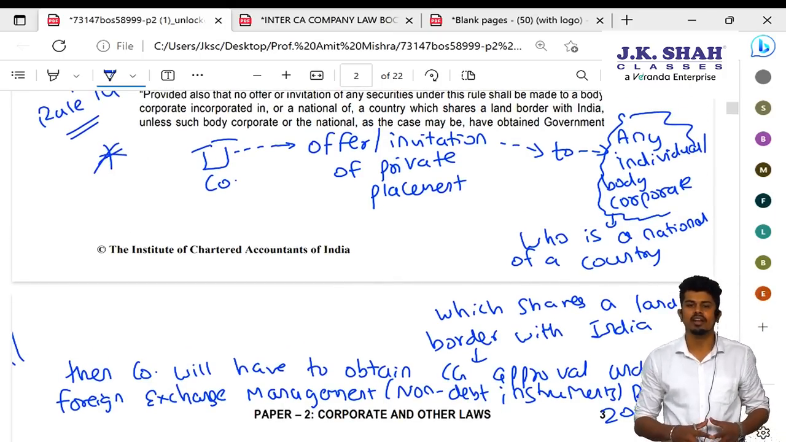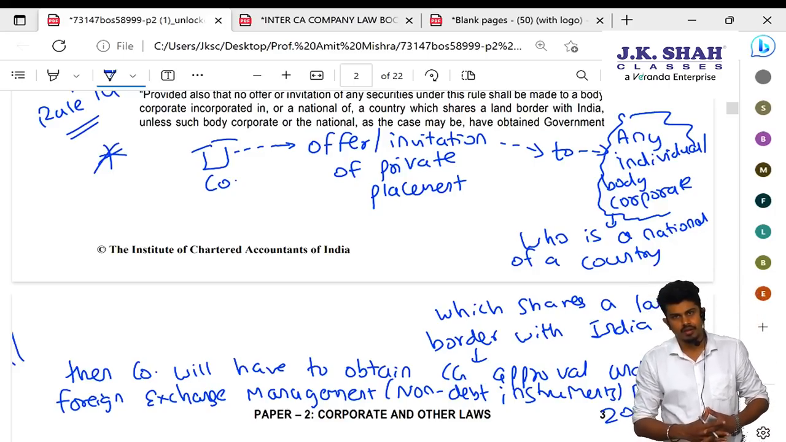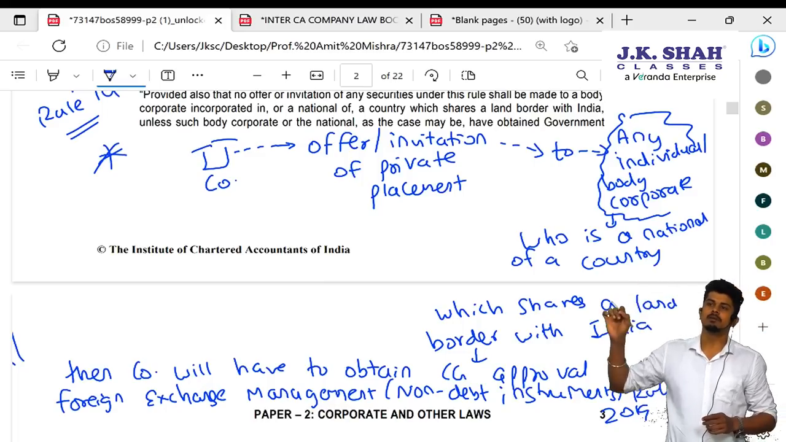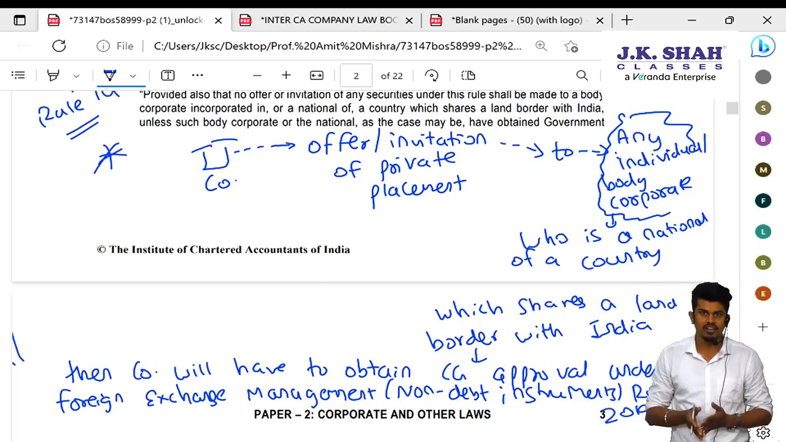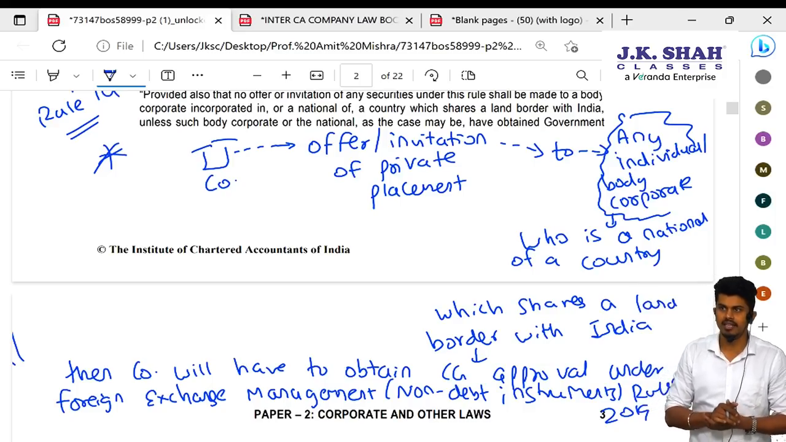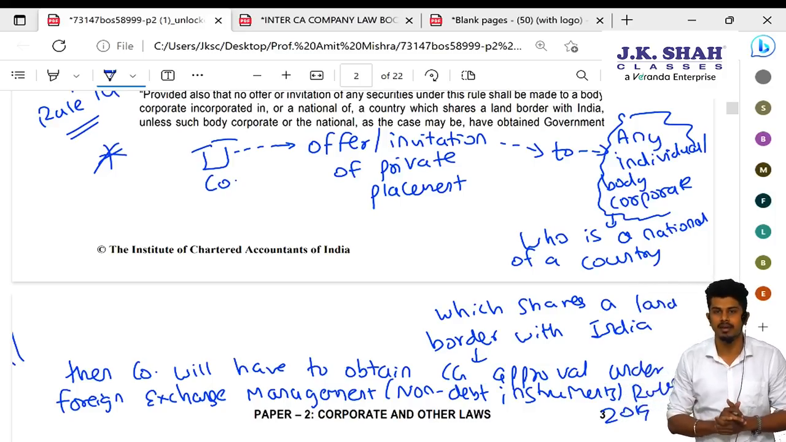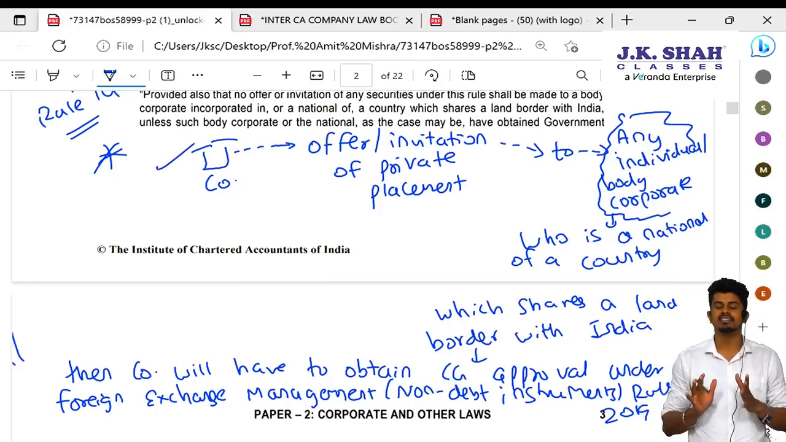So this is the new point which is inserted in private placement. Very important questions may be asked from this particular thing. The amendment of chapter 1 with respect to small company, and the amendment which we are studying right now, private placement, section 42 read with rule 14, are the material amendments from which the institute can ask you questions in the coming attempt.